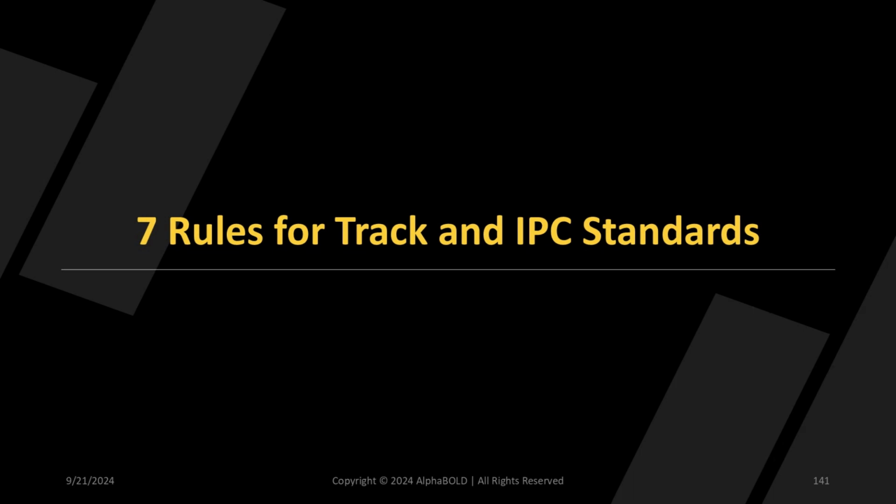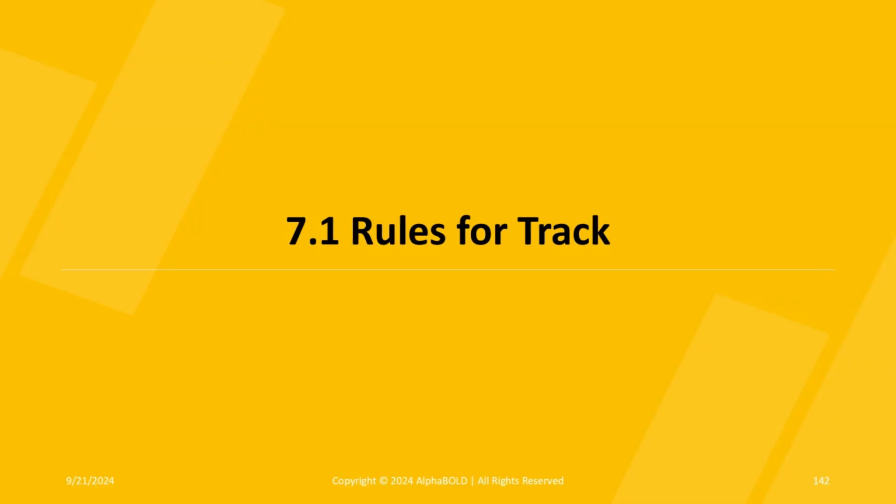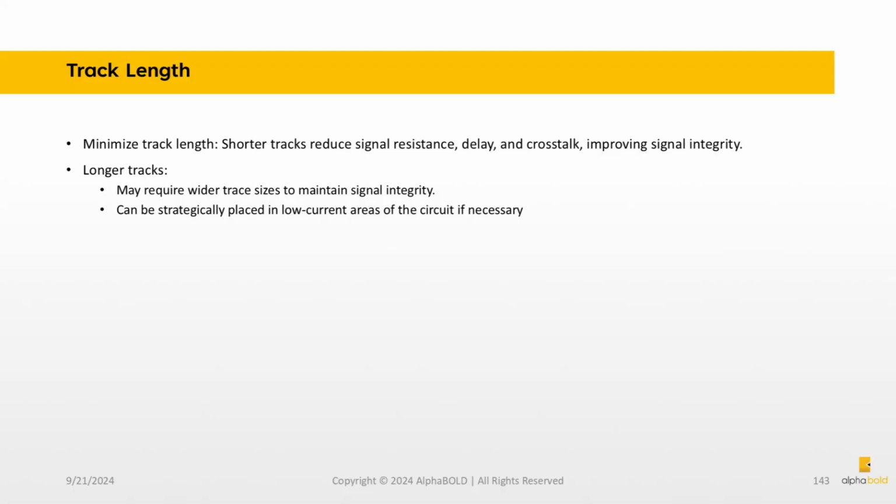Rules for track and IPC standards. Rules for track. Minimize track length. Shorter tracks reduce signal resistance, delay, and crosstalk, improving signal integrity.